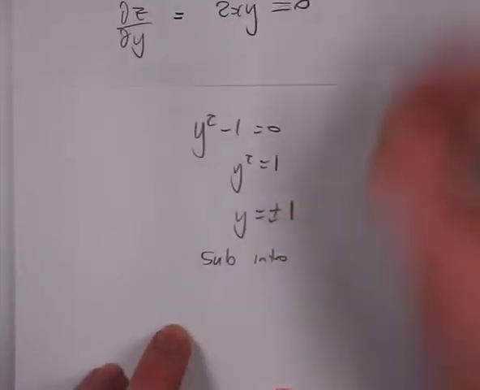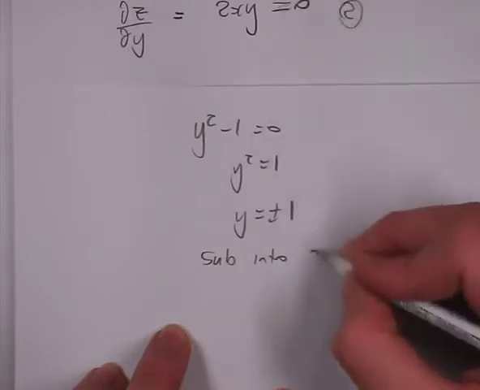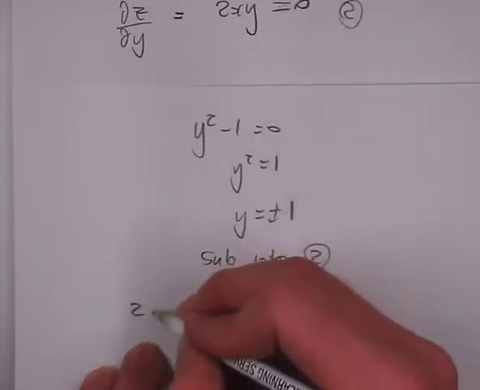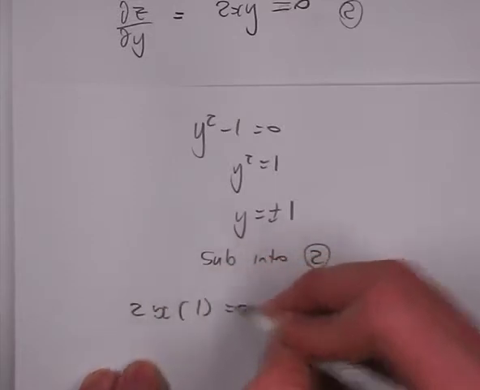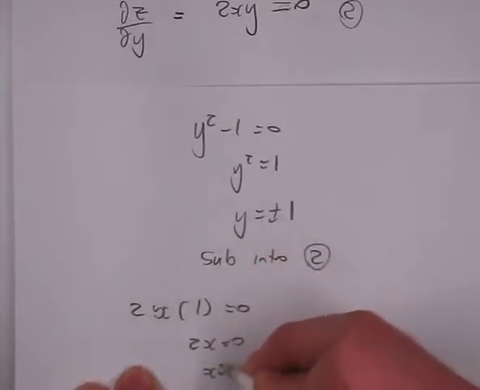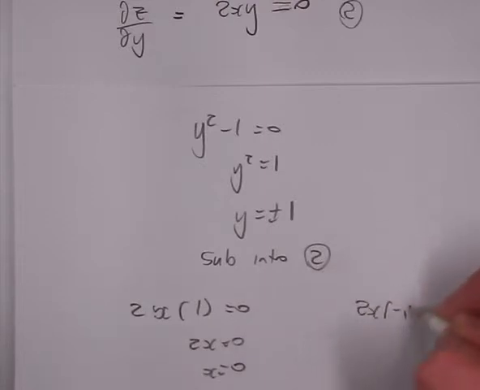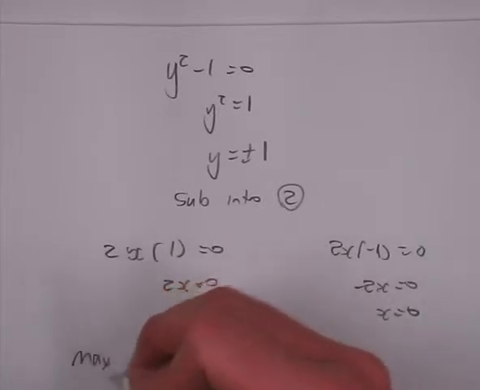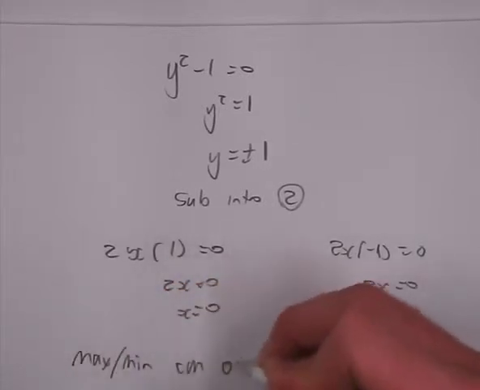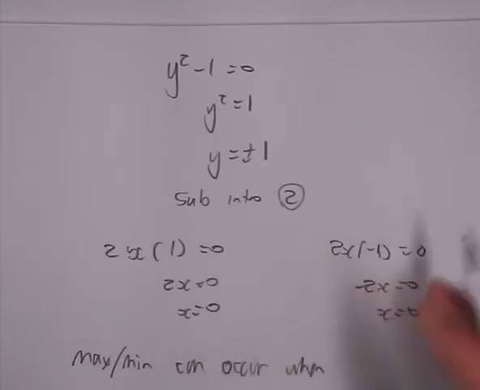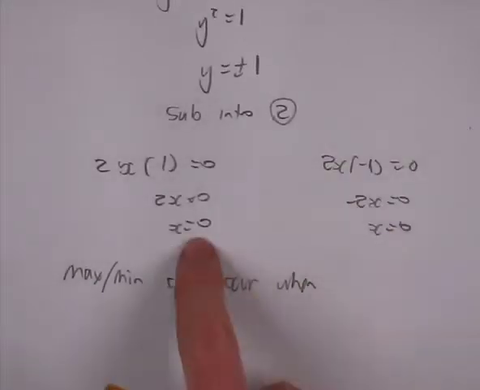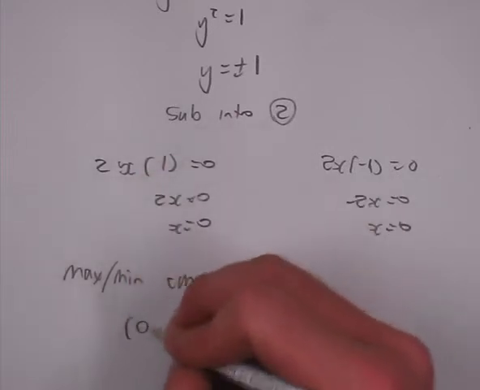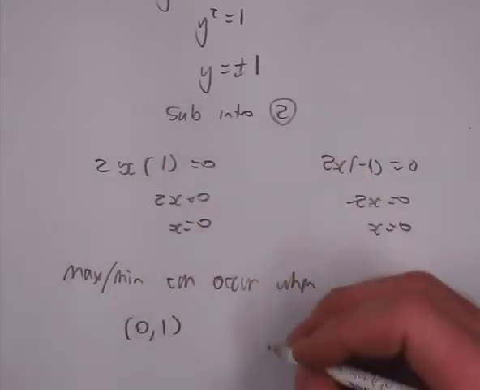Let's give them numbers. Sub it into number 2. So I've got 2x times 1 is 0, which means that 2x is 0, which means that x is 0. Or I have 2x times minus 1 is 0, which means that minus 2x is 0, which means that x is 0. So what we have is the combinations: maxima and minima can occur when x is 0 and y is 1, or when x is 0 and y is minus 1.